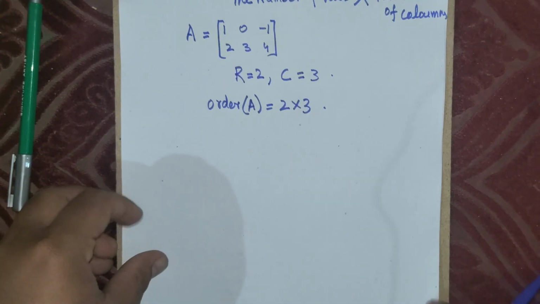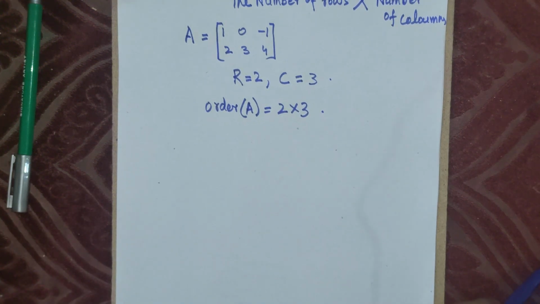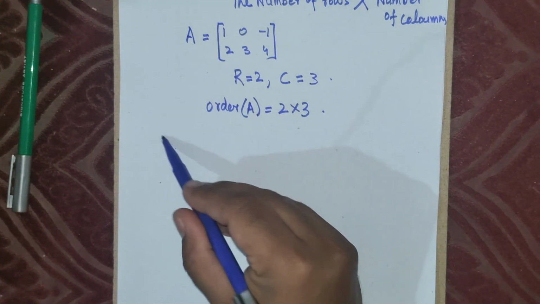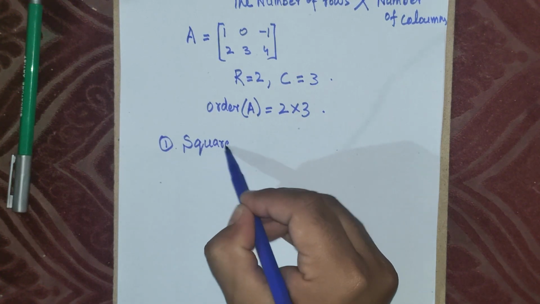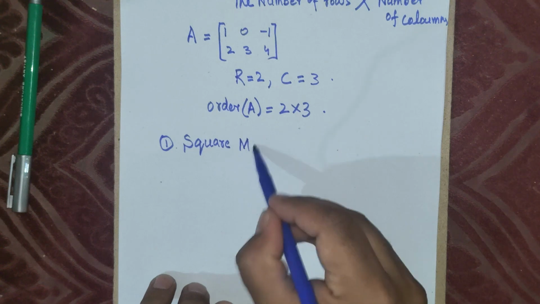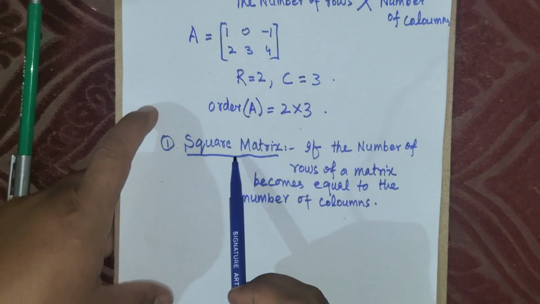Now, let's move towards types of matrices. Matrices have different types. The first type is a square matrix. If the number of rows of a matrix becomes equal to the number of columns, then the matrix will be called a square matrix.